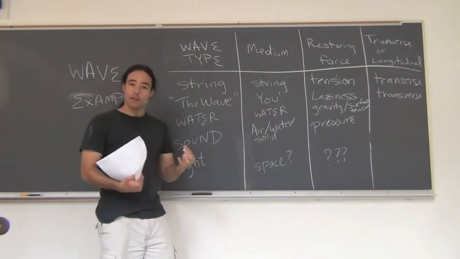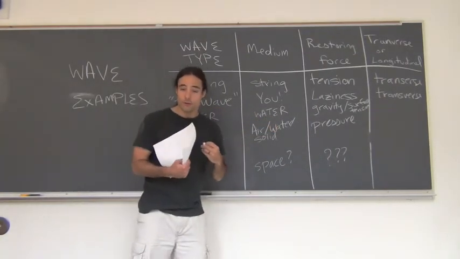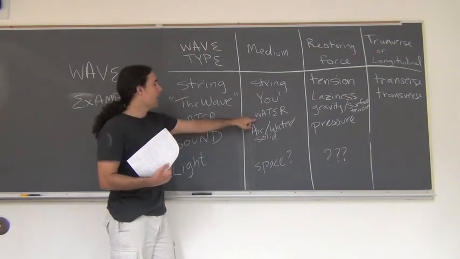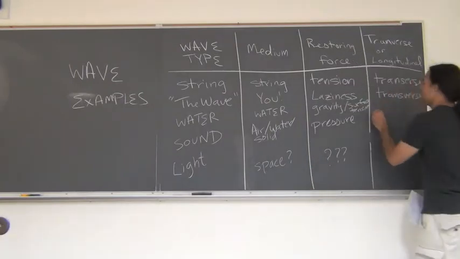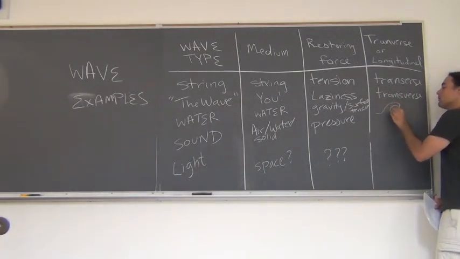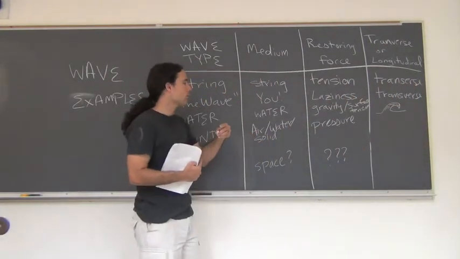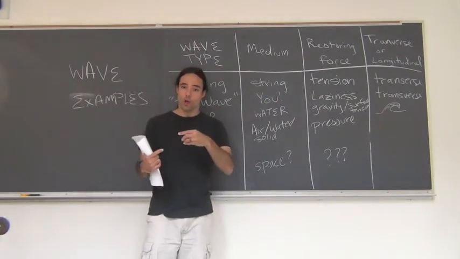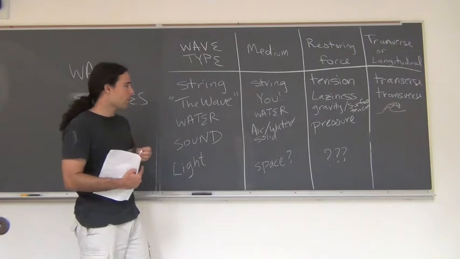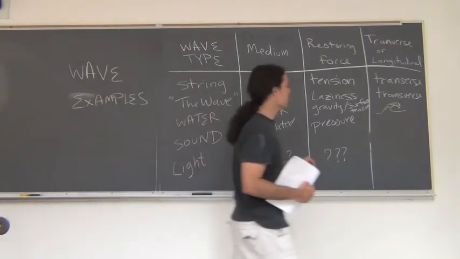Water waves are actually a bit complicated. In fact, despite the fact that it's the wave most of us are familiar with, water waves tend to be very, very complicated in their motion. You get this sort of rolling motion of the molecules in the water. So we can't really call it transverse or longitudinal. Water waves are more complicated than that. But sound waves really are longitudinal.